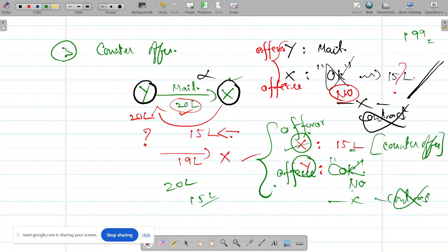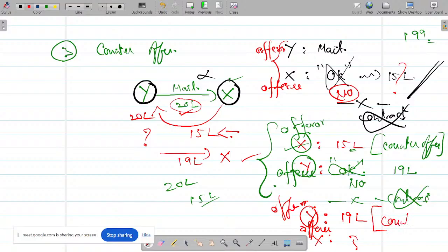In case Y tries to bargain and says, I will give it for 19 lakhs, anyway this is not going to become a contract yet. If Y is asking for 19 lakhs, then it starts with Y now. Y becomes the offerer, and he is offering to the same old person, X. X becomes the offeree. Whether he accepts or not, this will still be called a counter offer, because it's not directly from the original. It's because of X's words that Y has changed.